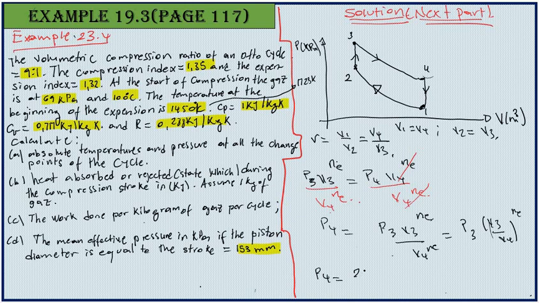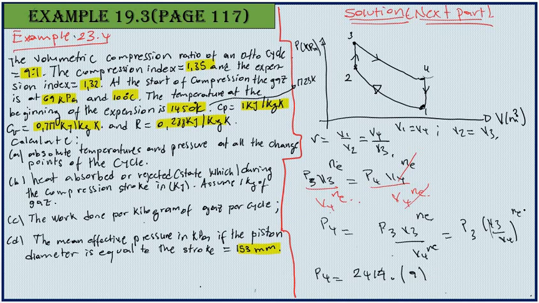So we need to replace it. So we have V3 over V4. V3 over V4 represents the volumetric ratio, which is the same as V1 over V2. It is already given, so we just need to replace it as it is. So we have 9 to 1, which is the same as 9.